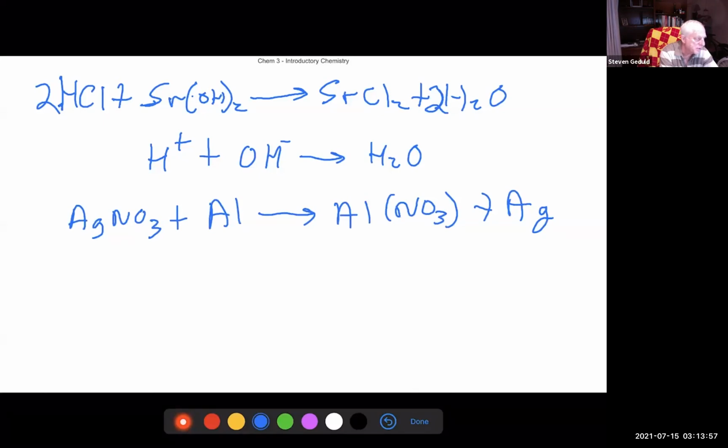Okay. And then you just gotta balance it. This one just says, balance the equation with single displacement. So we have one silver, one NO3. AgNO3, aluminum, Al(NO3)3, because that's silver plus 3 charges. And then this has to be a 3, and this has to be a 3. So three silvers, three silvers, three and a three, one aluminum, one aluminum. And that's balanced. Okay, that's balancing the equation for the single displacement reaction.